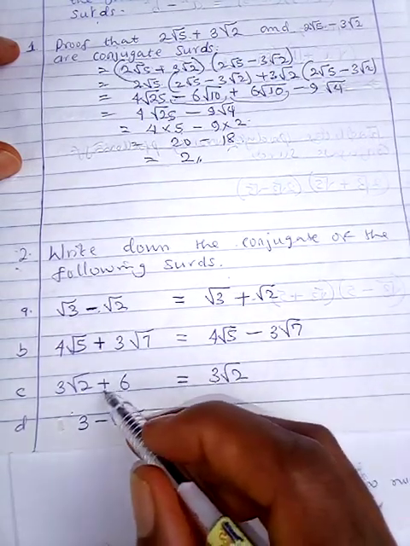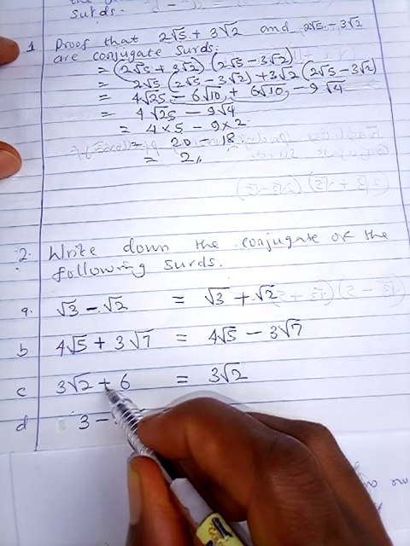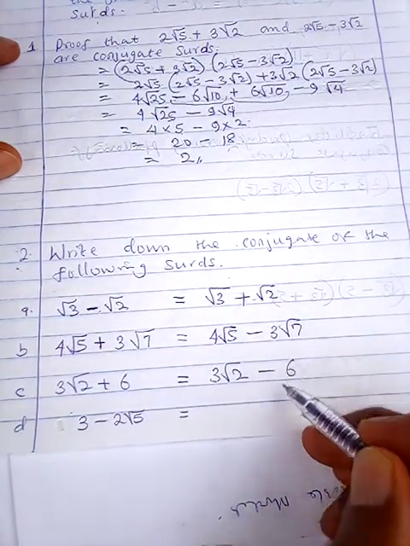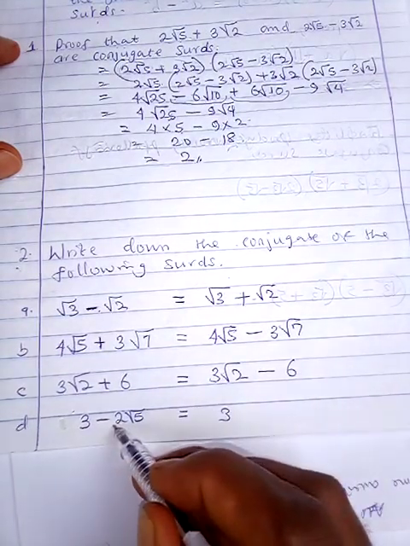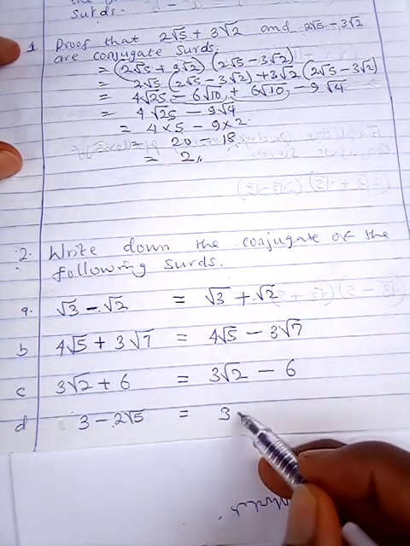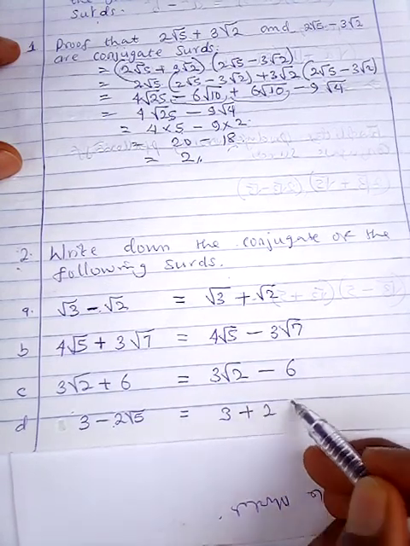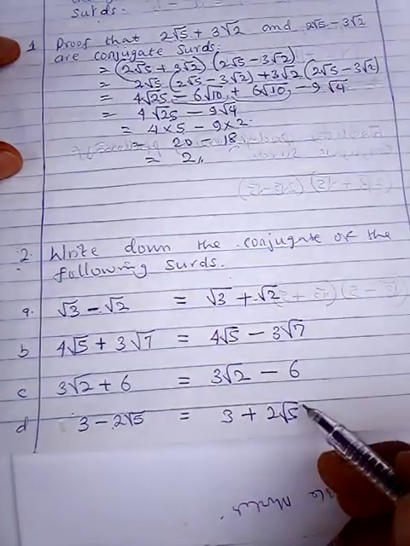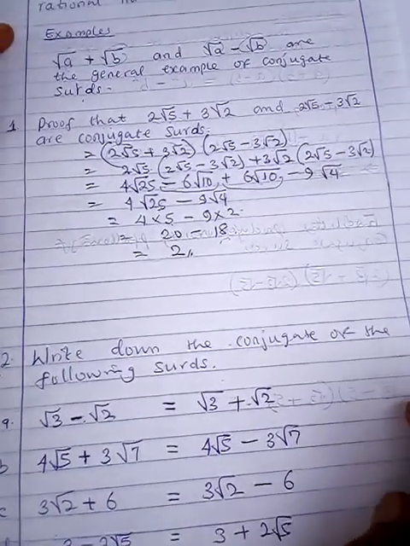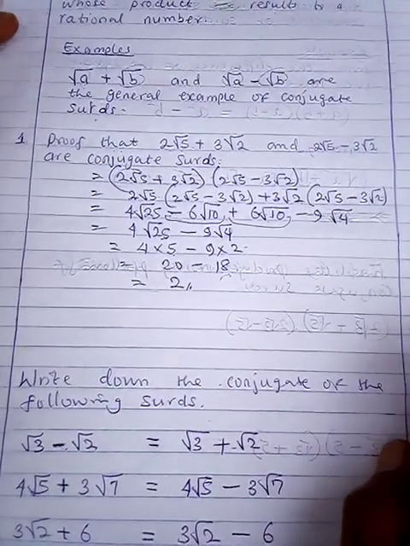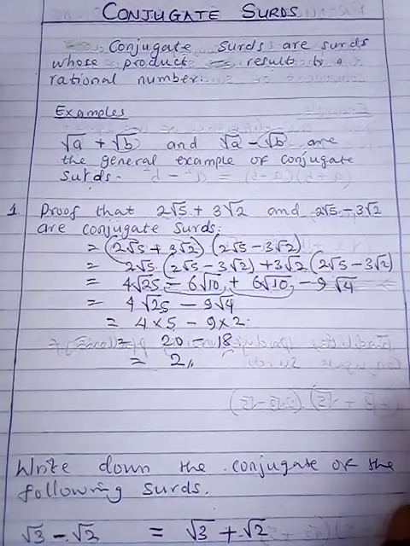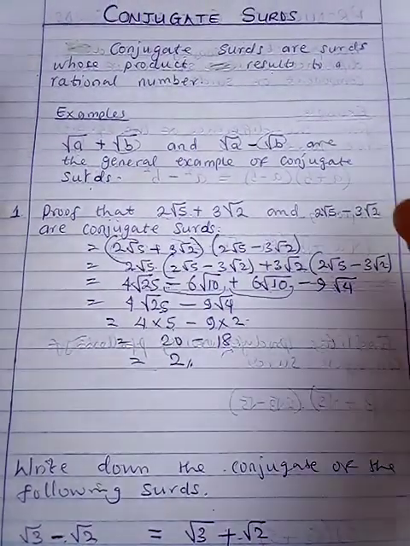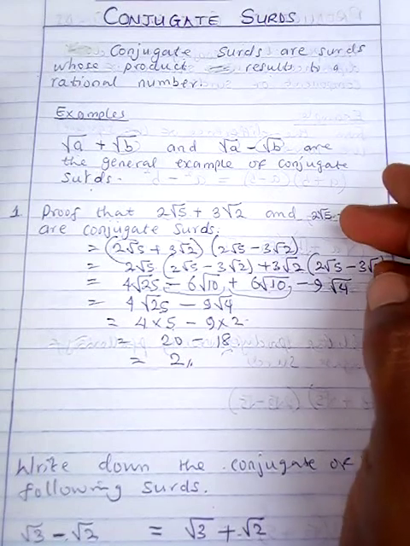Since this is an additive surd, the conjugate will be a subtractive surd. That's going to give us minus 6. And here also we are going to have 3. Since this is a subtractive surd, the conjugate is going to be an additive surd, plus 2 surd 5. So this is how to find the conjugate of surds. And note that the most important thing about conjugate surds is that when they are multiplied, they result in a rational number.